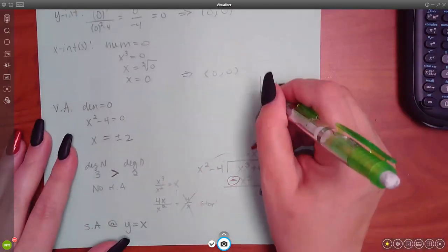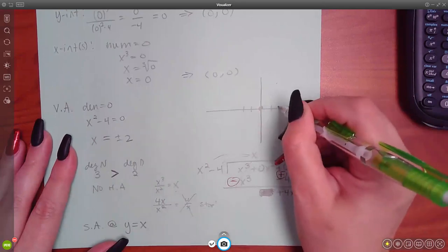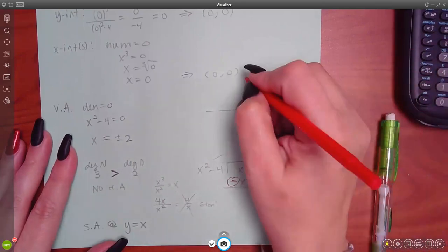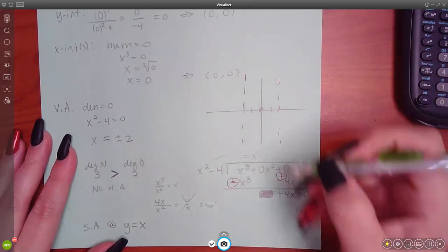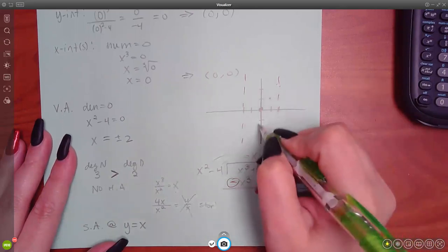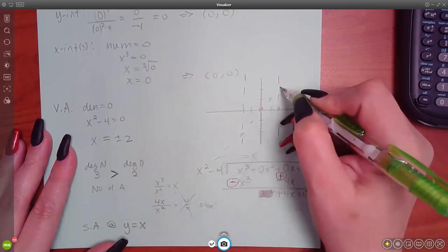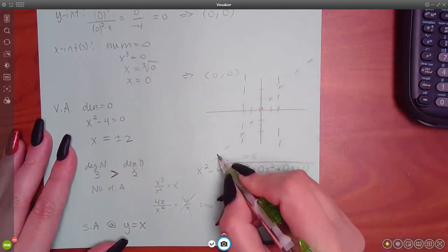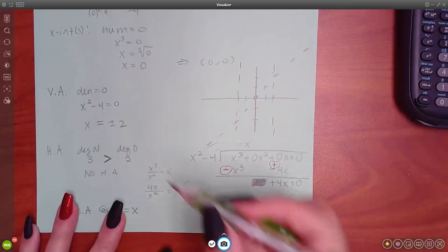So if I graph this, I have this y-intercept. I have these vertical asymptotes. And I have 1, 2, 1, 2. And then I have this slant asymptote. Again, I can't draw straight because I'm not using pretty graph paper, but you get the idea. Those are the asymptotes. And I only have one point in the middle, so I definitely need a chart.